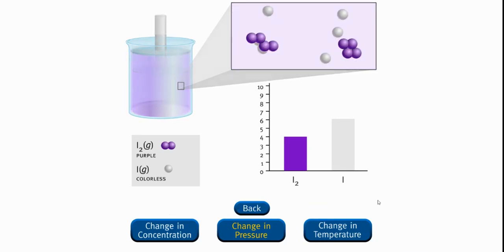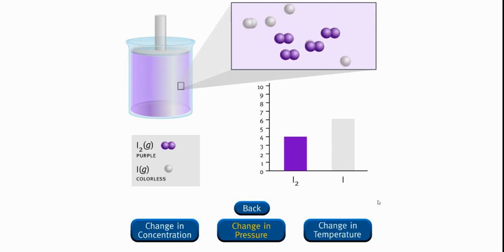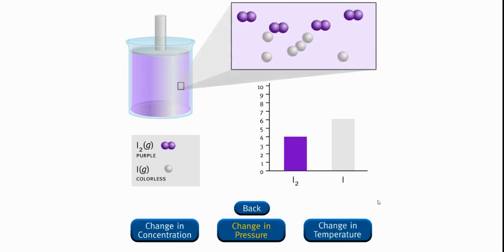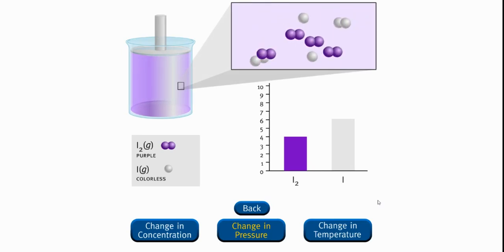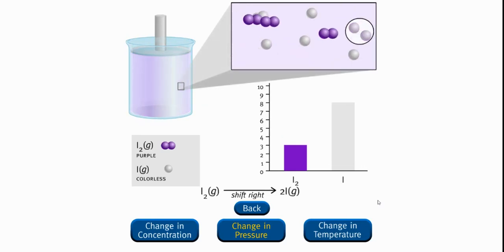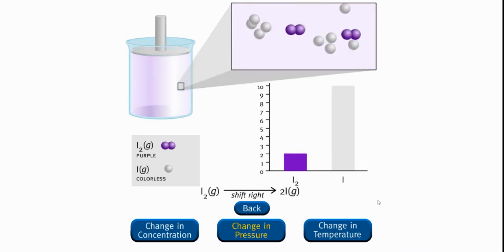You have decreased the pressure by increasing the volume of the container. Le Chatelier's principle states that this stress will be partially offset. The system can partially offset this stress by increasing the moles of gas. Pressure is directly proportional to the moles of gas. Because of the 2-to-1 mole ratio in the balanced equation, more moles of gas can be produced if the system shifts to the right, producing more iodine atoms, as you can see in the microscopic view. As more iodine atoms, which is a colorless gas, are produced, the color of the equilibrium mixture lightens, as you can see in the macroscopic view. Note that the total number of gas particles has increased from 10 to 12.